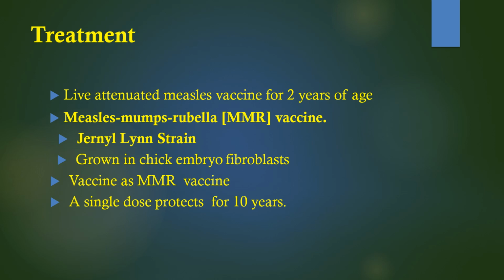Prevention of the viral infection is by the extensive use of live attenuated vaccines, which have brought down the incidence of measles quite significantly throughout the world. The vaccine is prepared from many types of strain, especially the Edmonston strain, which is provided as the measles, mumps, rubella vaccine grown in chick embryo fibroblasts. A single dose protects for more than 10 years.